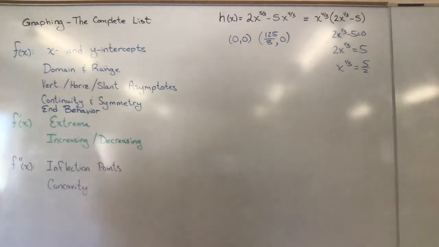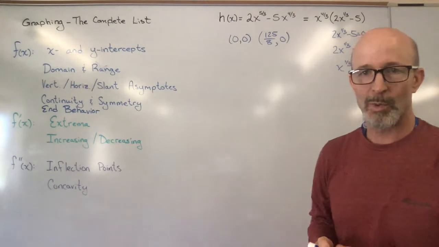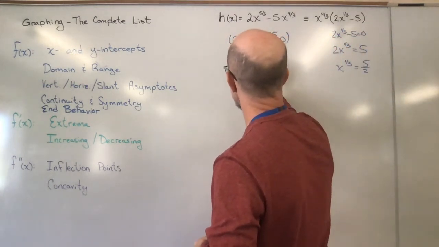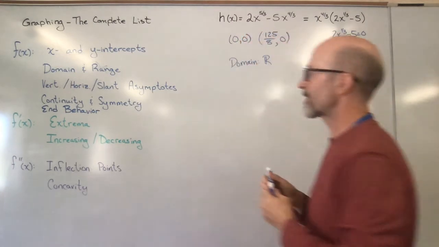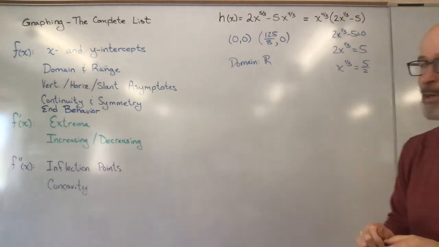As for the other things that are here, domain and range, it seems to me that especially since these are cube roots, you can plug in any number you want. So the domain is going to be all real numbers. As for asymptotes, this one also does not have any asymptotes. Look for rational functions if you want to see some asymptotes there.